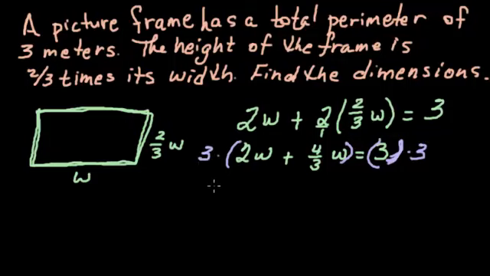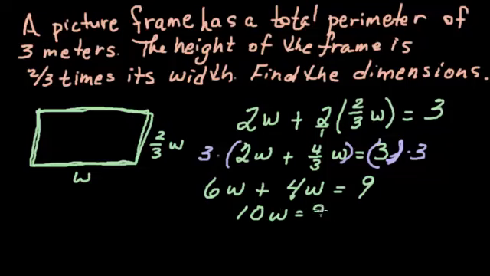And when I do that, I'm going to distribute. I'm going to multiply the 3 times the 2W, and I'll get 6W. Plus, I'll multiply 3 times the 4/3. This is the same as 3 over 1, so that's going to be 4W, and that's going to equal 9. This makes my numbers a little prettier. Then I'll get 10W equals 9. Divide both sides by 10, and I'll find that the width is 9/10 meters.